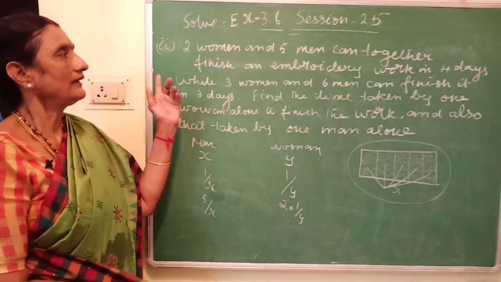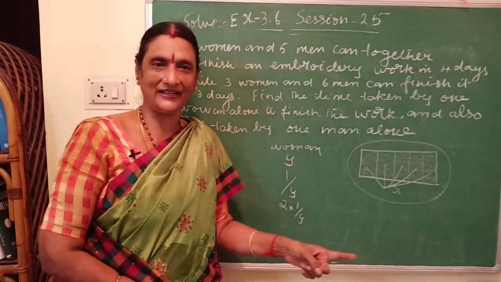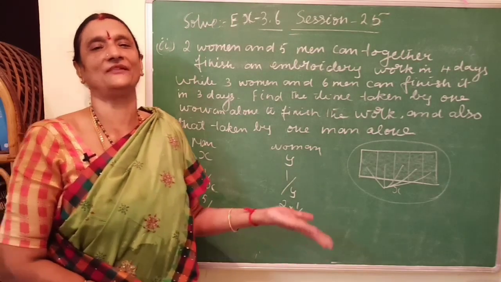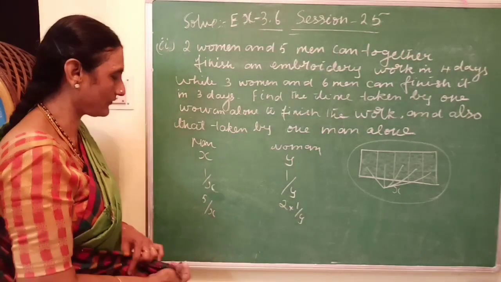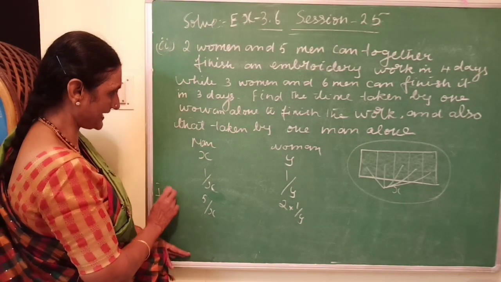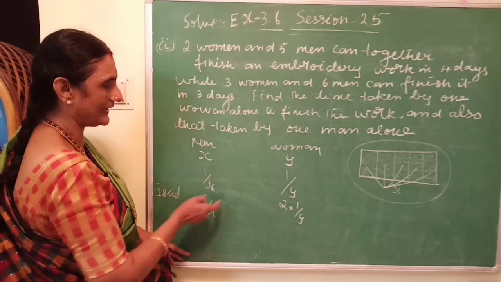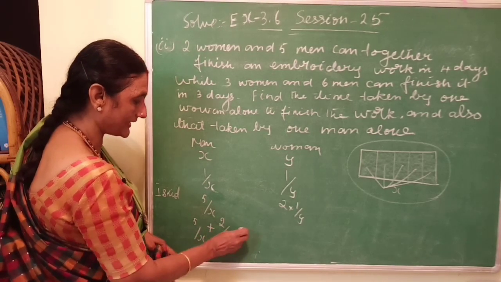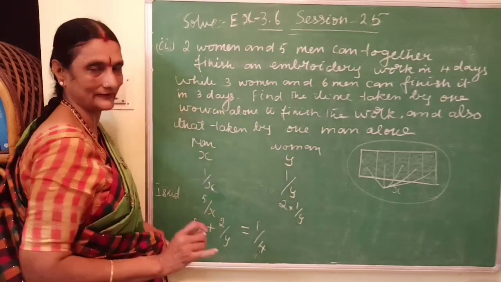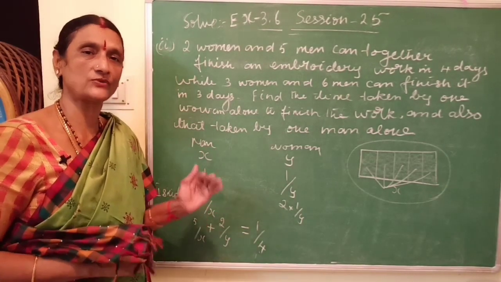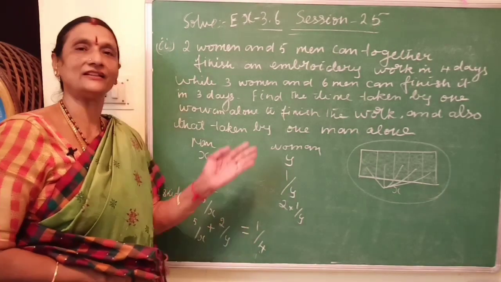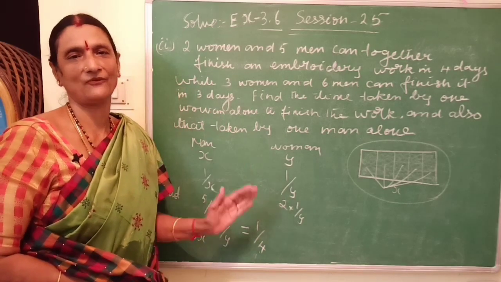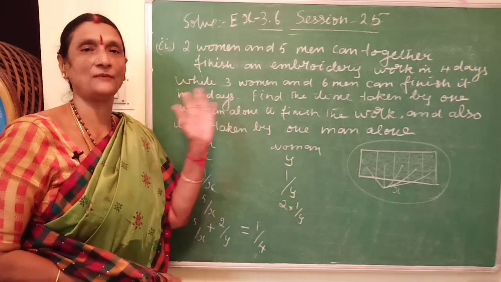Now, here they can finish the work in 4 days, so how much will they do in one day? Like your chart work, I quoted the example, 1/4 of the work. Are you understanding? So the first situation says that these 5 men and 2 women can finish 5 by x plus 2 by y, together 1/4 of the work in one day. Like that they have to finish 1/4, 1/4, 1/4, 1/4 over 4 days so that the work is completed. This clear understanding should be there, otherwise we cannot proceed with the sum.